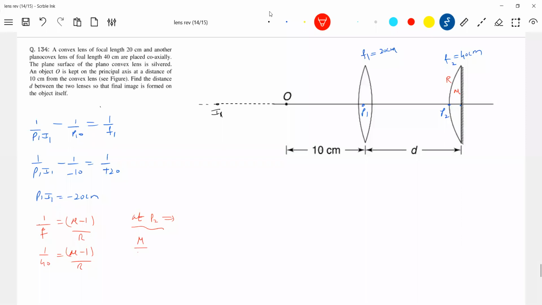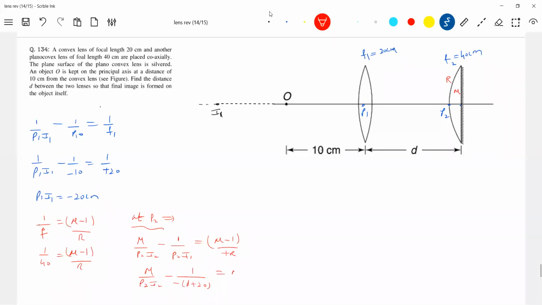So this will be mu by P2I2 minus 1 by minus 20 equal to 1 by 40.